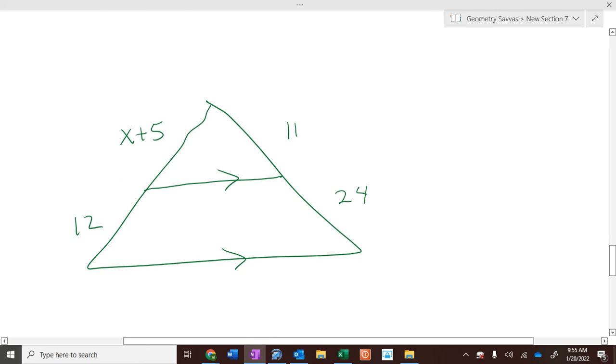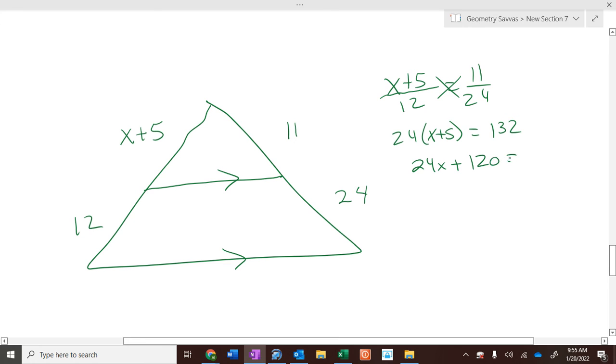Okay, how do we set a proportion to figure out what x is here? What over what equals what over what? x plus 5 over 12 equals 11 over 24. Cross multiply. 24 times x plus 5 equals 11 times 12, which is 132. So 24x plus 120 equals 132. Subtract 120. 24x equals 12. And if we divide by 24, what does x equal? 1/2.